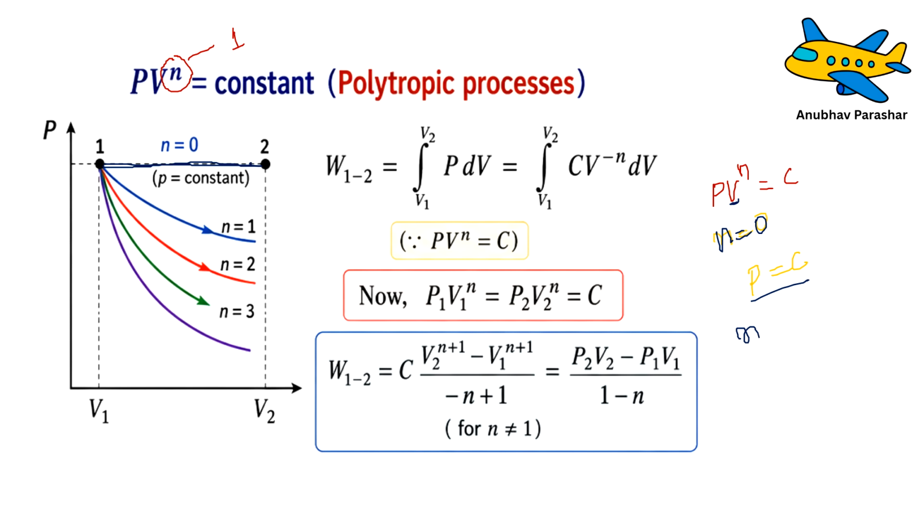Similarly, when n becomes infinity, it becomes volume is equal to constant. We are going to learn about this. Okay, don't worry, but not today. We'll take a separate lecture on this, where we will understand this even more clearly. Similarly, when n is equal to 1, this is known as isothermal process. PV is equal to nRT. And when n is equal to 1.4, it is known as adiabatic isentropic process.